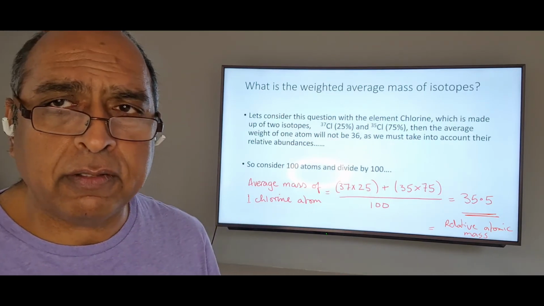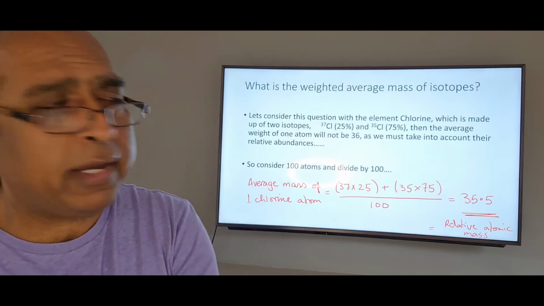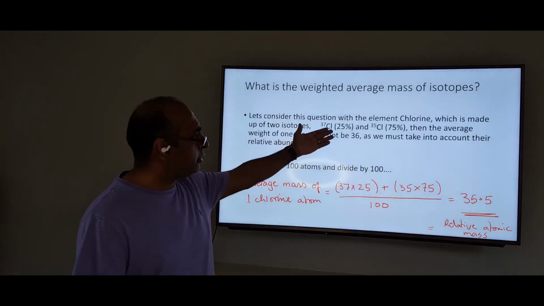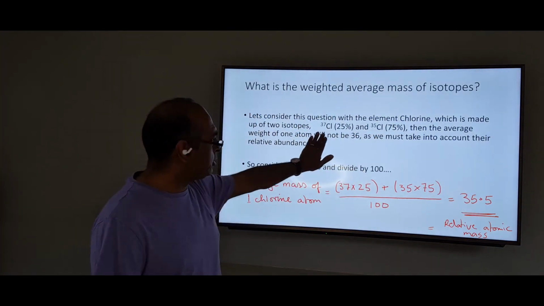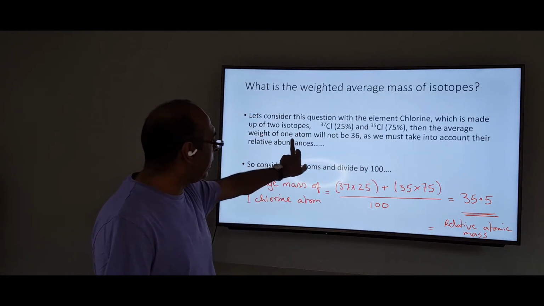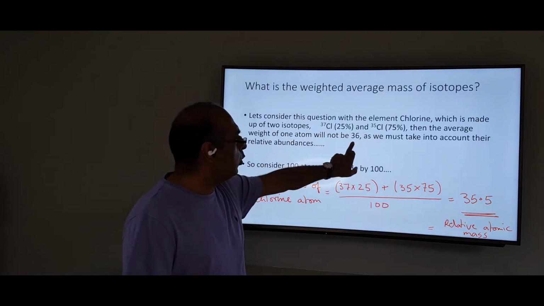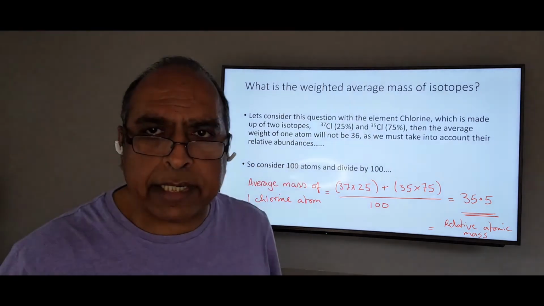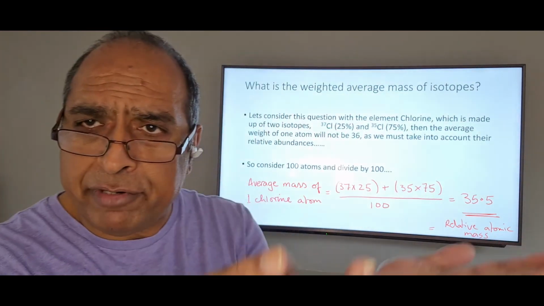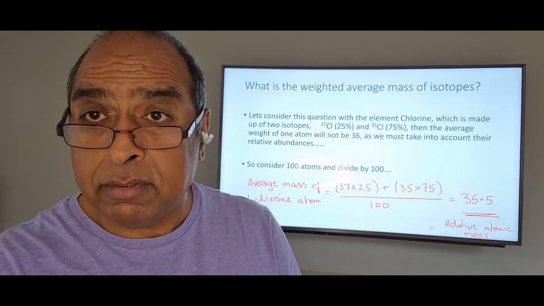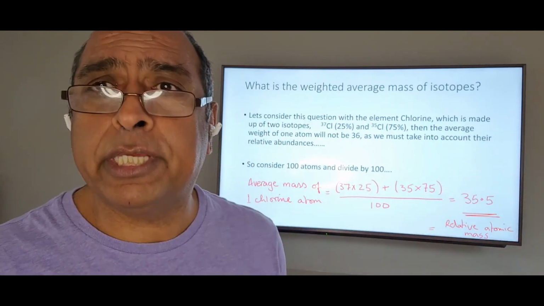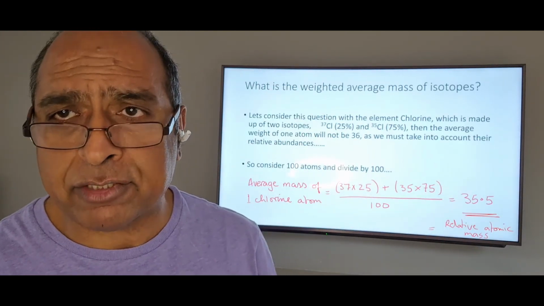And this is the difficult aspect that pupils find when we're teaching. So let's consider the question: the element chlorine, which is made up of two isotopes, 25% and 75%. What's the average mass or weight of one atom? Now, the average weight will not be 36. 36 is a direct average. You would get an answer of 36 if you averaged 35 and 37 with 50% and 50%.